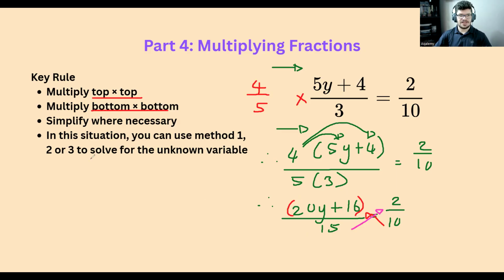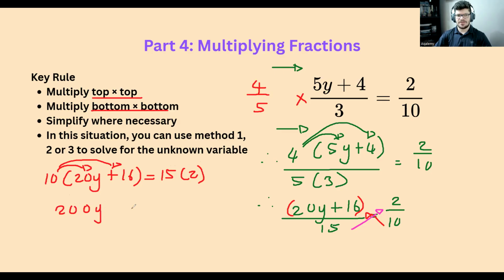So what it looks like mathematically, let me show you. I'm going to write it on the left-hand side for convenience. So it'll be 10 times 20y plus 16, then you show the equal sign because you've done the first combination of multiplying. Then it will be 15 times 2. So multiply these values accordingly. 10 times 20 gives us 200y. Oh, it's a very big value. And then plus 160 is equal to 30.